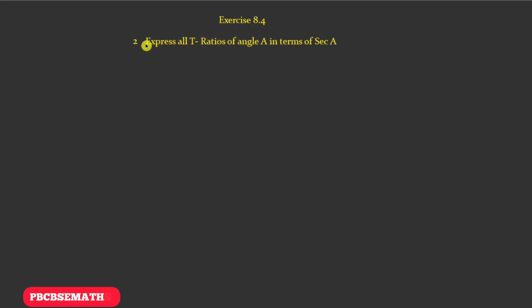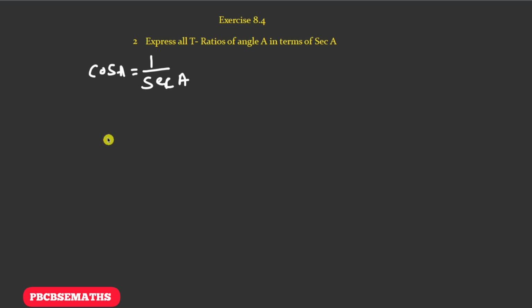Today in this video, I am going to solve exercise 8.4 second main question. In the second main question, we need to express all t ratios of angle A in terms of secant A. Let's first express cos A in terms of secant A. We know that sec is the reciprocal of cos. So cos A is equal to 1 by secant A. In this way we can express cos A in terms of secant A.